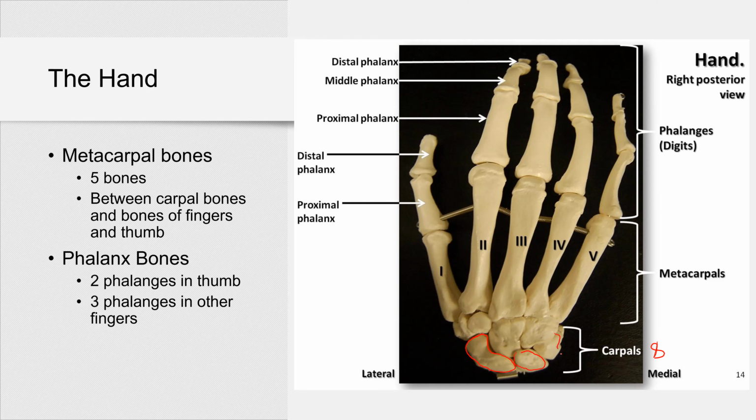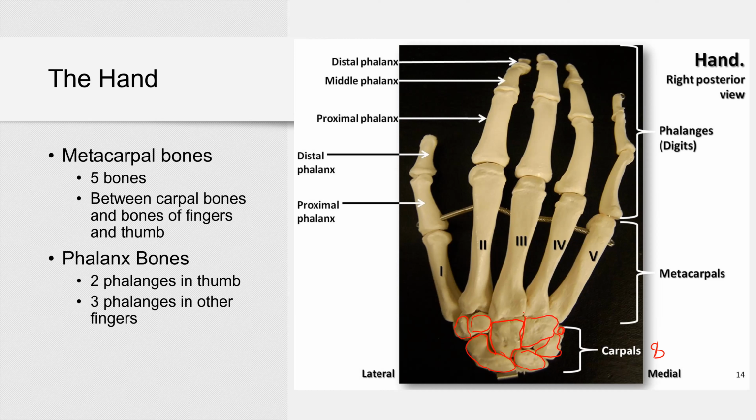This is triquetrum. And this little one is your pisiform, right? So this is your thumb, right? So this is trapezium. This is trapezoid. Right in the middle, probably one of the biggest bones, is capitate, and this over here is hamate. Right, so that's our 8 carpal bones.